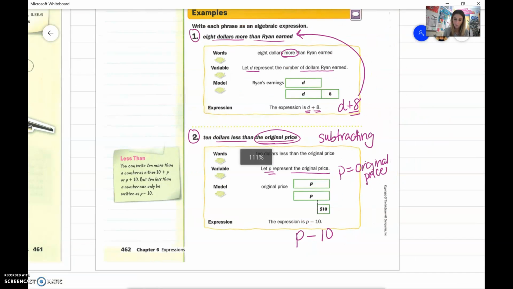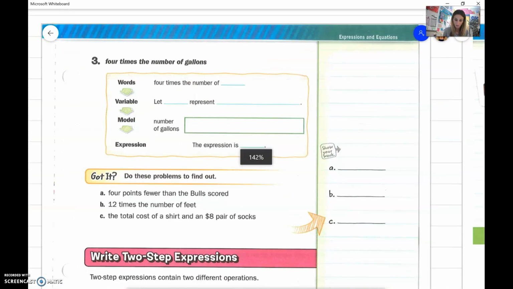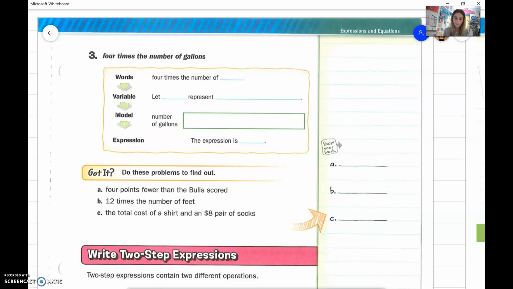All right, jump up to number 3 on the next page, which looks like this. 4 times the number of gallons. And let's figure out the variable. Let's use G, obviously, to represent gallons. So we've chosen our variable of G to make it be gallons. So the number of gallons, we know it's 4 times, and when we use a bar model, that's not very good.